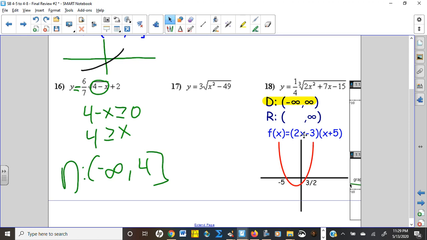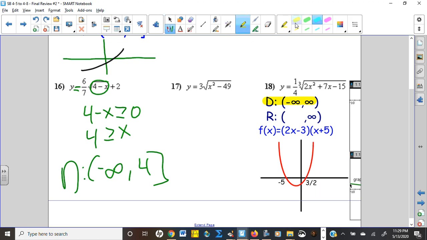Well, here's what I did. I went ahead and factored your 2x squared plus 7x minus 15. This is how it factored. So I found the roots were 3 halves and negative 5. And so this is just a rough sketch of what that parabola would look like. With a regular even root, right, we'd only be able to put positive numbers into it, so I'd only be able to use these 2 branches.